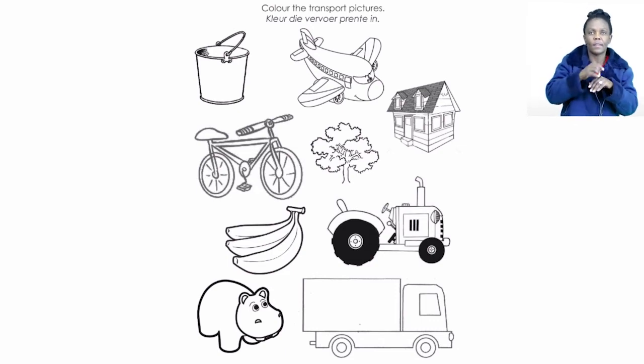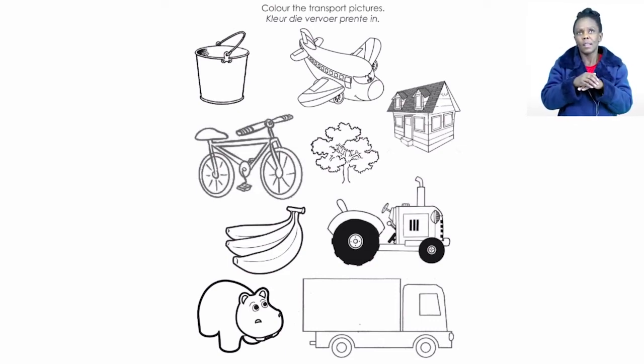Can you use a bucket to get to town? No, we can't. So please don't color the bucket. How about an aeroplane to move from one city and go to another one? Yes, so you are going to color the aeroplane. Can you use a house to go to town? No, you can't use a house to go to town. So please do not color the house.